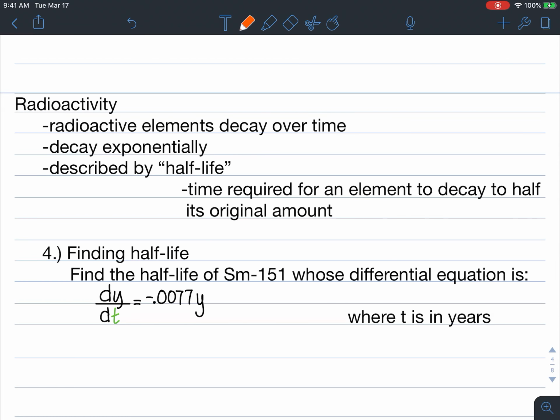Okay. Now we're going to talk about radioactivity. Radioactive elements decay over time. They decay exponentially, and they're described by their half-life. Now, if you're in AP Chem, you probably deal with this all the time, but half-life is the time required for an element to decay to half its original amount. So if today I have 100 grams of thorium, and in 200 years I only have 50 grams of thorium, then the half-life of thorium would be 200 years, because that's how long it took for me to start with all of it and only wind up with half of it.